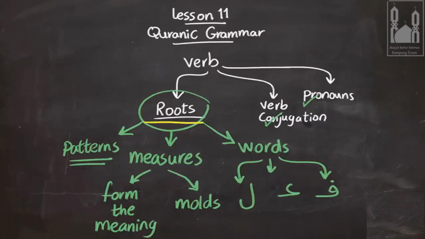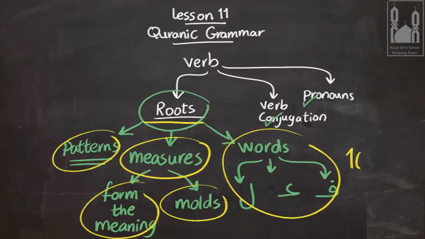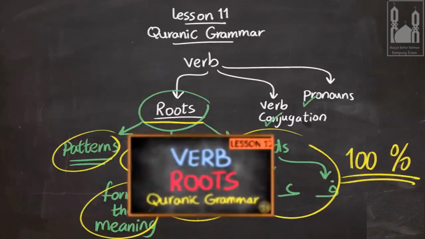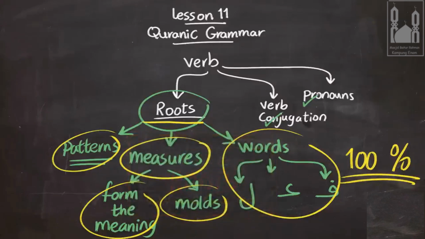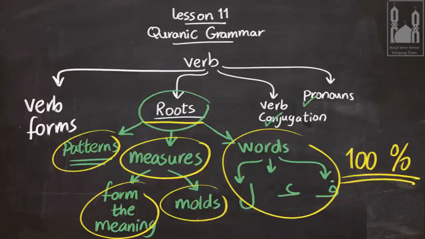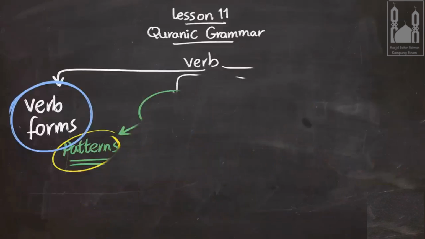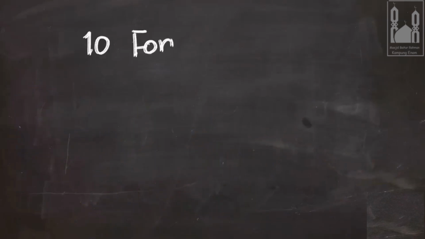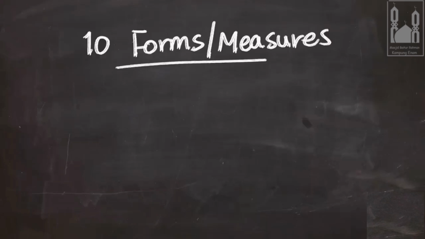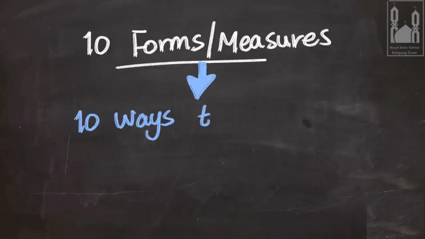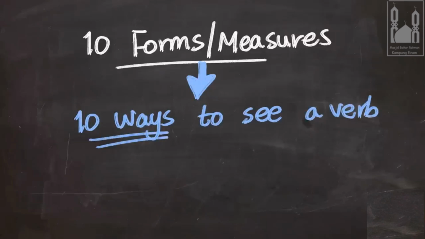And here I have to say that if any of these concepts is not 100% understood, then I highly recommend going back to Lesson 10 to remember what these concepts were. Today we're going to have a closer and more detailed look at the measures of Arabic verbs. We also call them verb forms. So let's get started. As we've learned last time, there are 10 forms or measures for Arabic verbs, which in other words means that there are 10 different ways we can see a verb in Arabic.